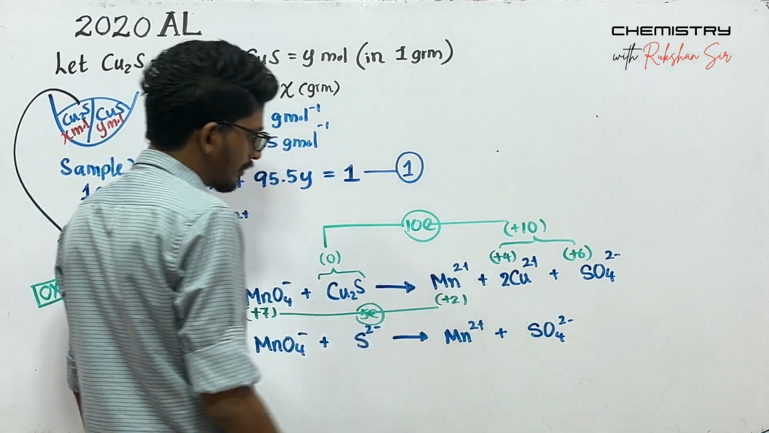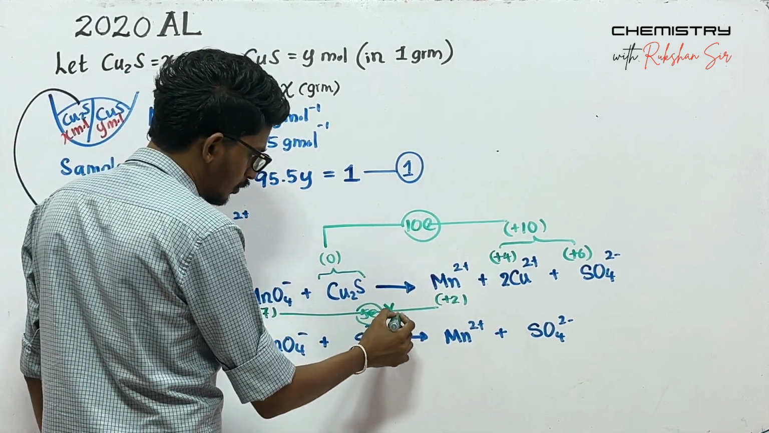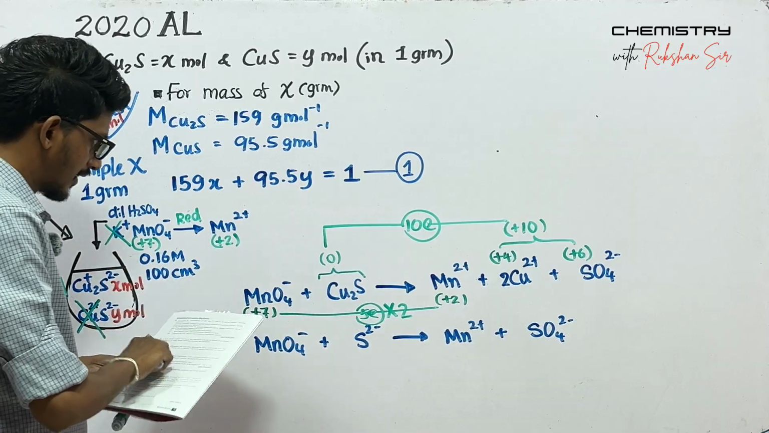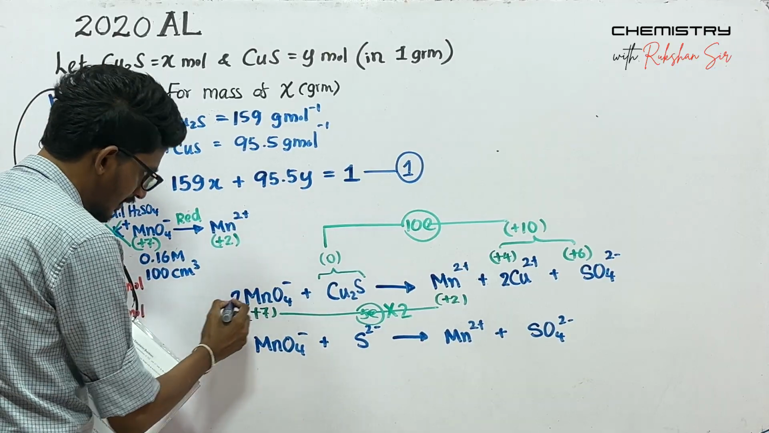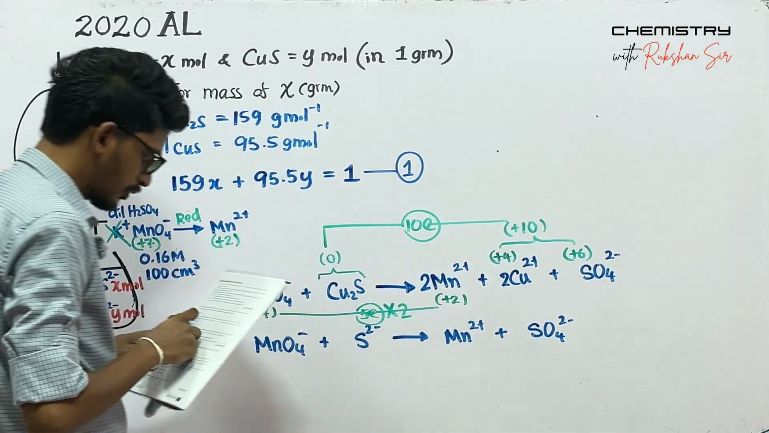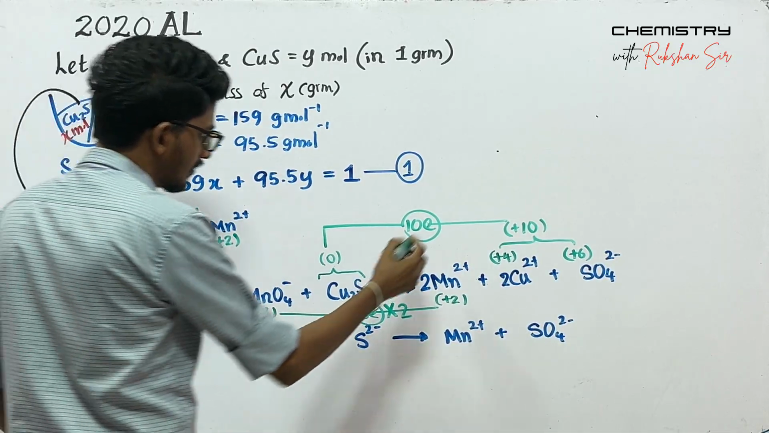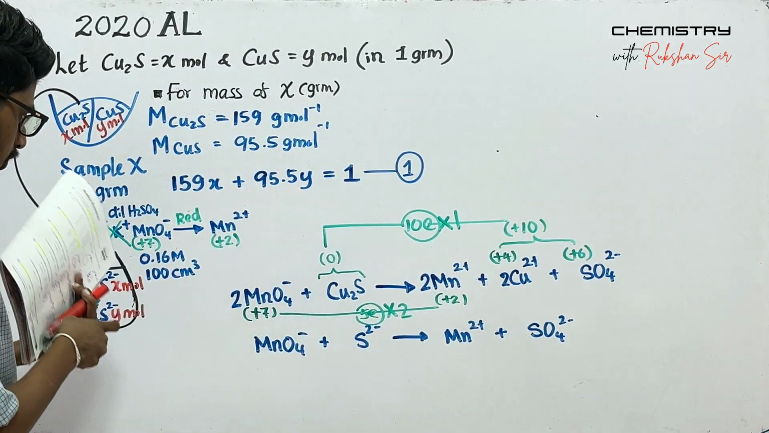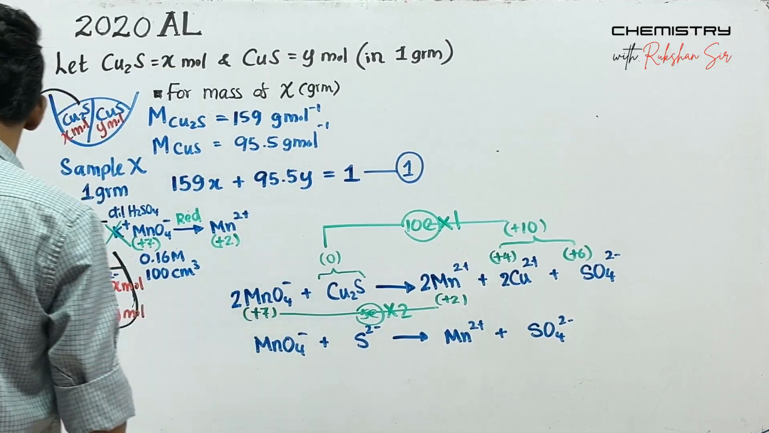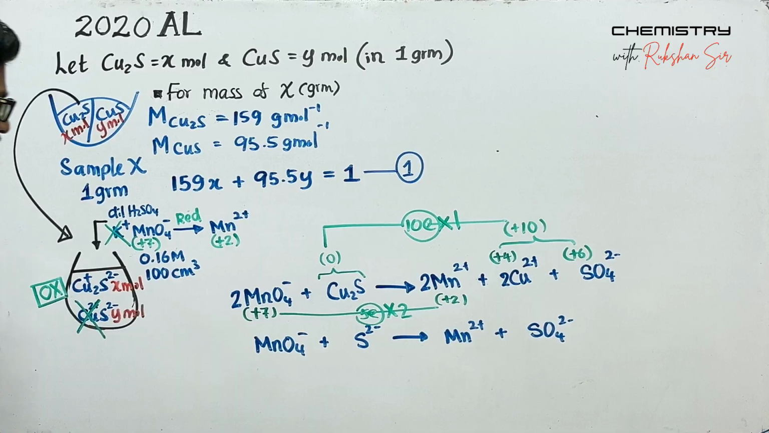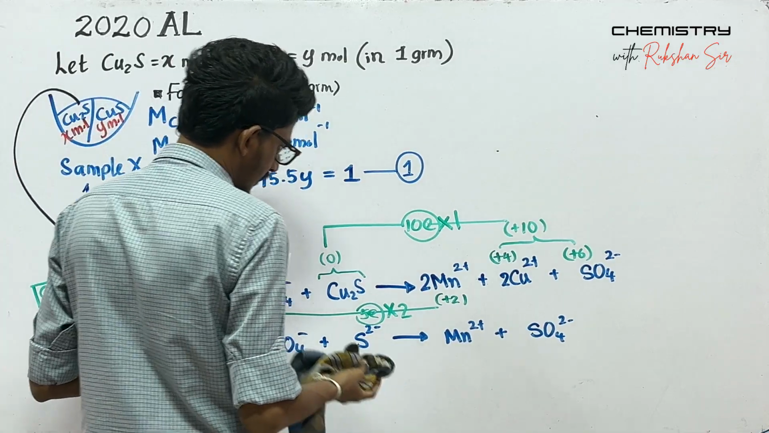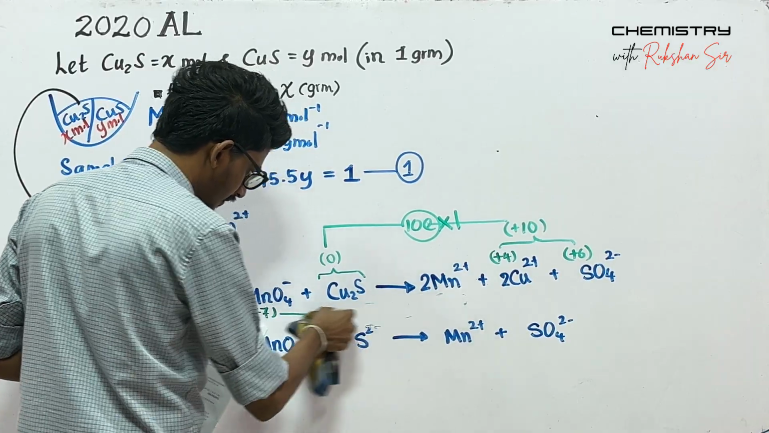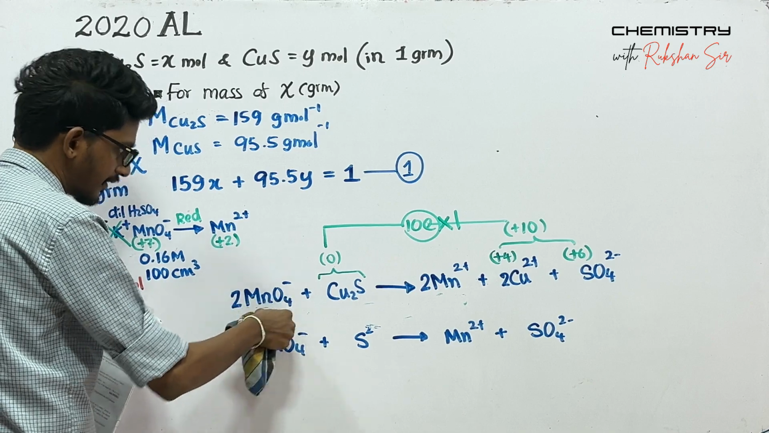The least common multiple is 10, so you need to multiply this thing by 2. Let's put the 2s here, and you need to multiply this one by 1, just multiplying by 1. So that is the balancing. Let's complete it. Okay, so I'll erase this one to complete the balancing.